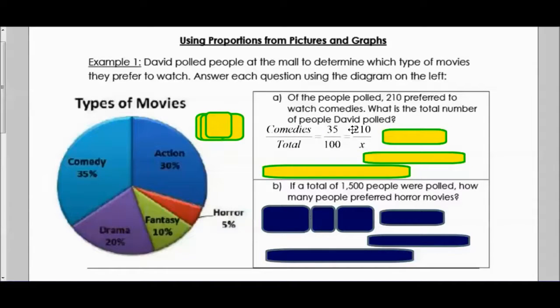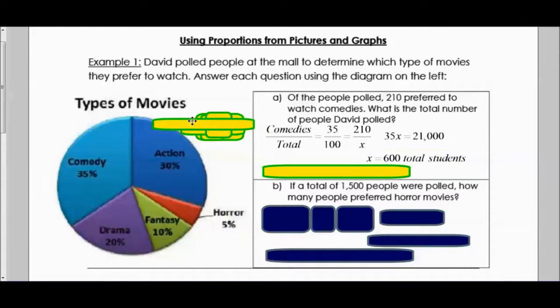We know that 210 liked comedies. We're going to line that up on top. We don't know the total number of people. That's what we need to find. So we're going to cross multiply 35 times x. That's 35x, and 210 times 100. That's 21,000. We divide by 35 on both sides, and we get 600 total students.